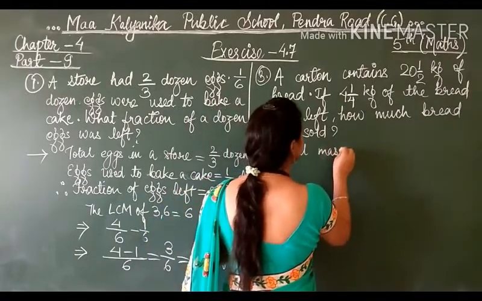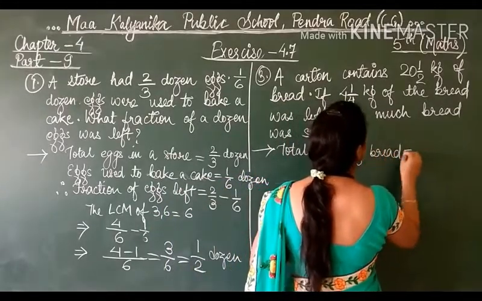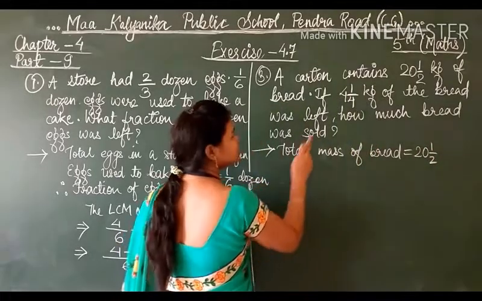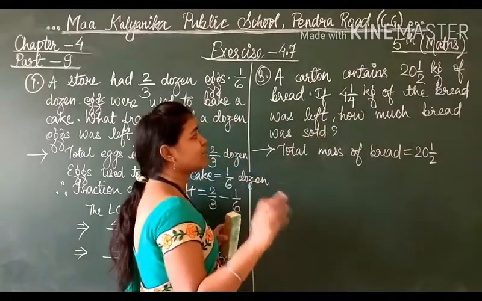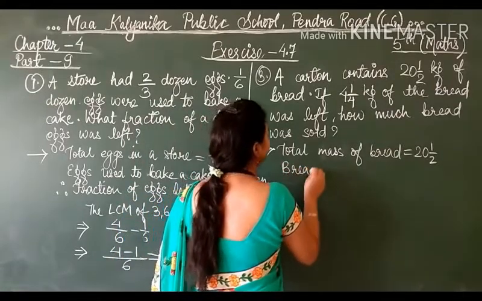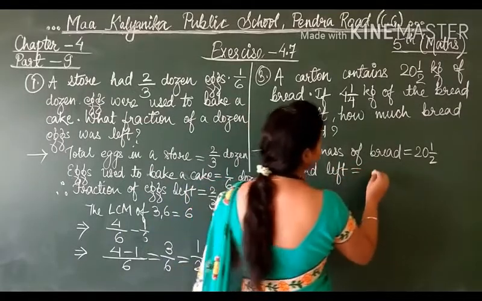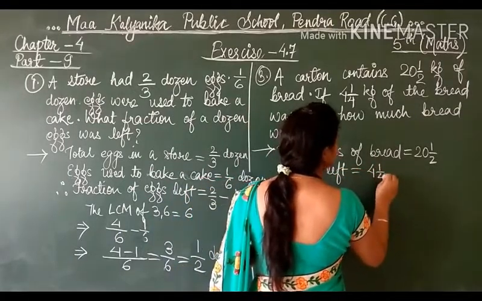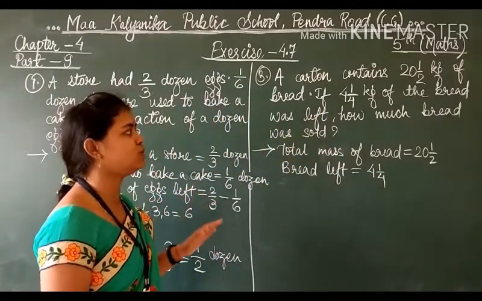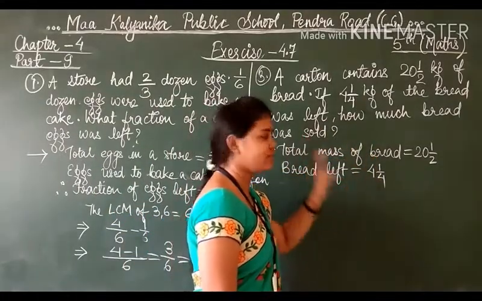Total mass of bread. How much was the total bread? It was 21 by 2. And if 1 by 4 kg of bread was left, bread left is equal to 1 by 4. Now it is given how much bread was sold. Total was this much and this much was left in that carton.